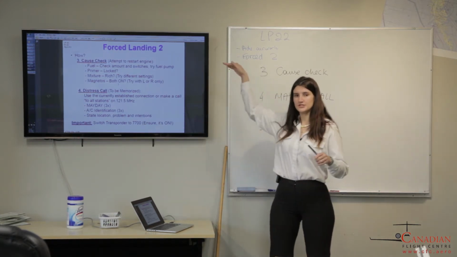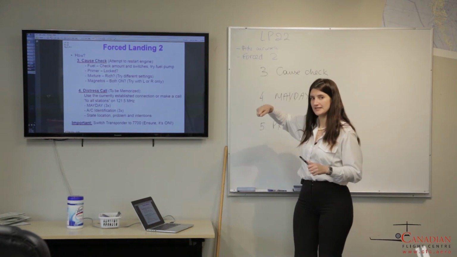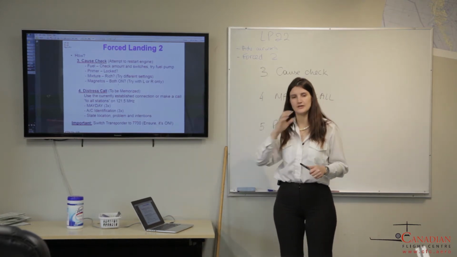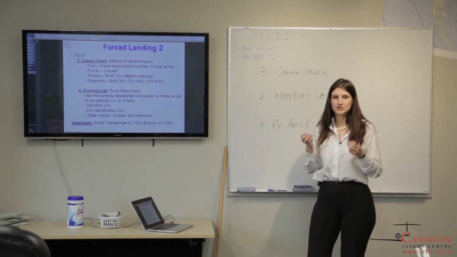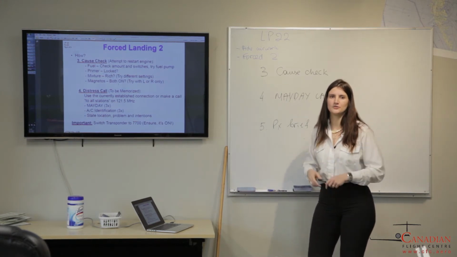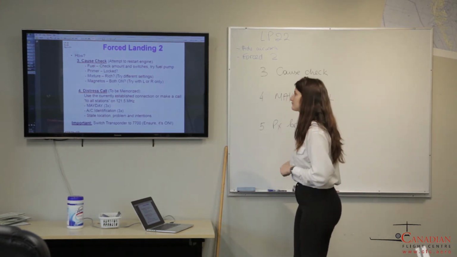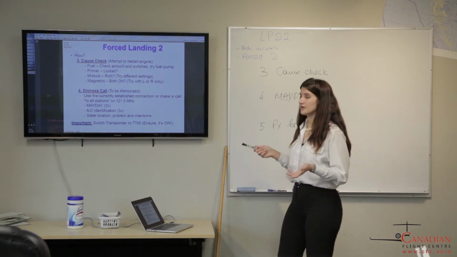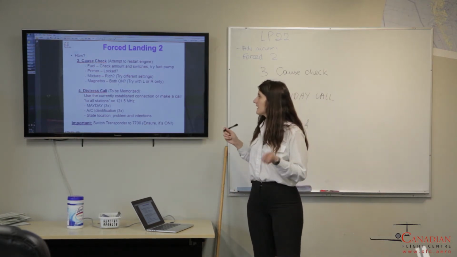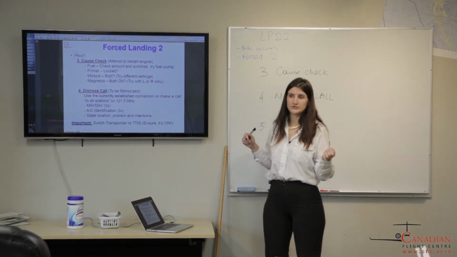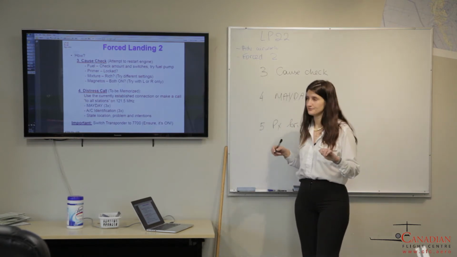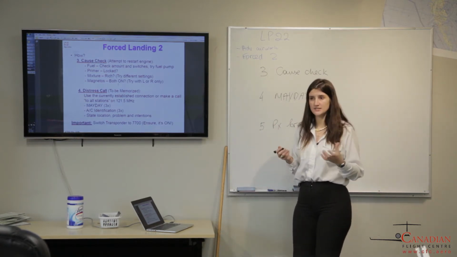Mixture. Maybe you were descending, you had the mixture really, really lean at 10,000 feet, and now that you are at 3,000, the mixture is too lean, and your engine quits because of that. Mixture rich. Primer, locked. Mags on both. Maybe we need to try only left or only right. So those are the possible causes.